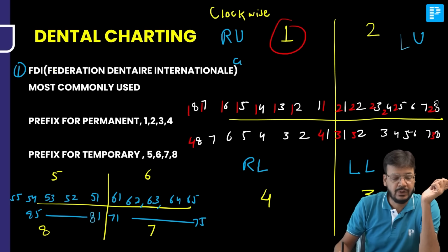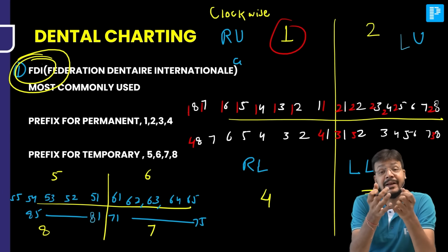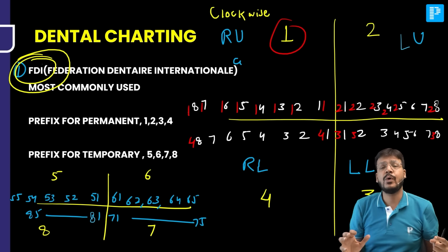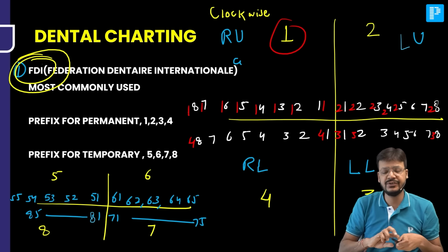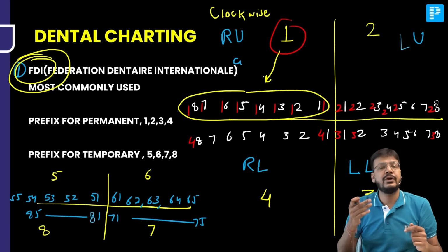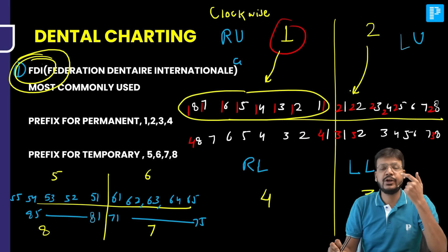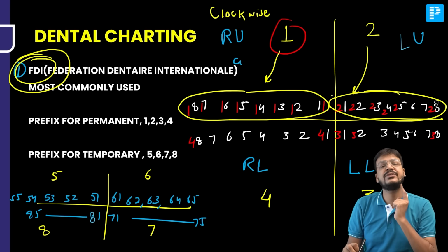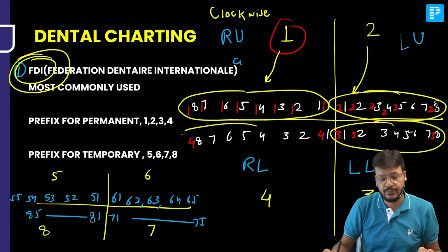Now, sir, I am coming to the FDI formula. What is FDI? Federation Dentaire Internationale. Here we divide the mouth into 4 quadrants as numbers: first, second, third, fourth. In the first quadrant, teeth 1 to 8, I will add 1, so it will be 11, 12, up to 18. In the second quadrant, I will add 2 to every tooth: 21, 22, up to 28. Very simple. This is the third quadrant, 31, 32, up to 38. And this is the fourth quadrant, 41, 42, up to 48.